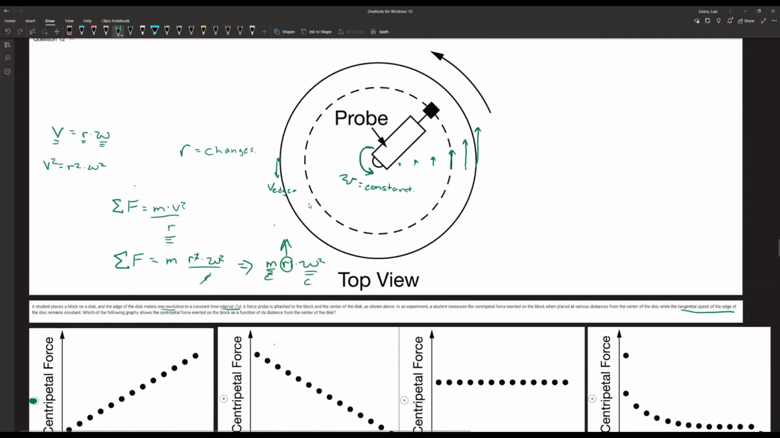So that's the big gotcha in this one. The actual velocity is changing as we move across, because this thing, while it's spinning at a constant angular velocity, as we move outward, we're going to be moving faster as we move out.